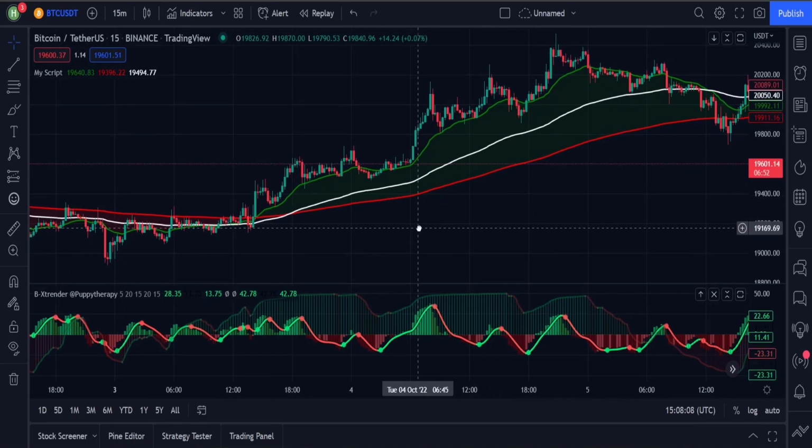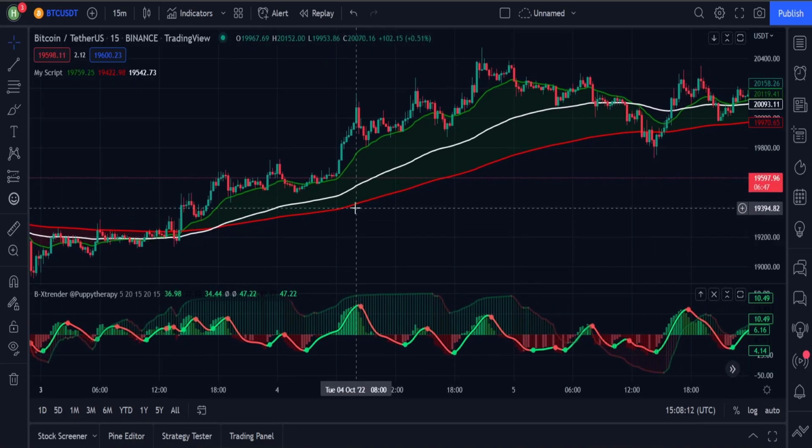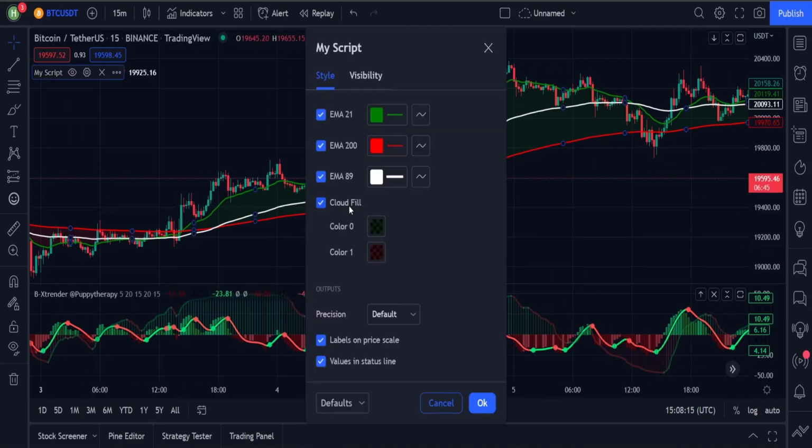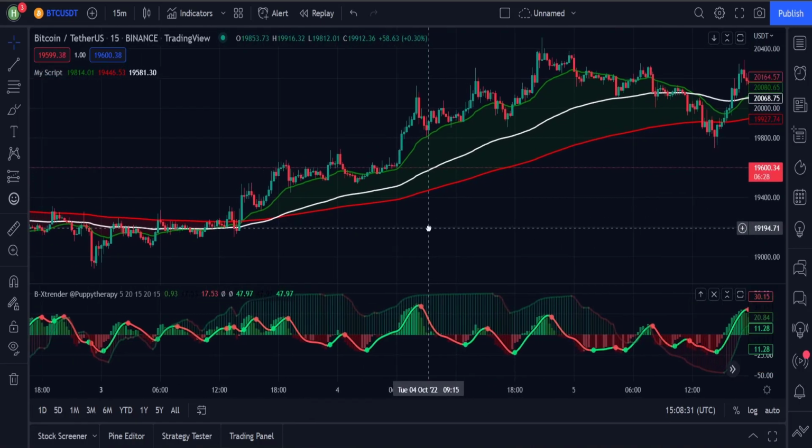Now let's understand how these indicators work. First, let's start with the Secret EMA Cloud. This is a combination of 3 moving averages. If we double-click on it, we can see that the green line is the EMA 21, the red line is the EMA 200, and the white line is the EMA 89. These moving averages will help us identify the overall trend direction so that we don't trade against the trend.